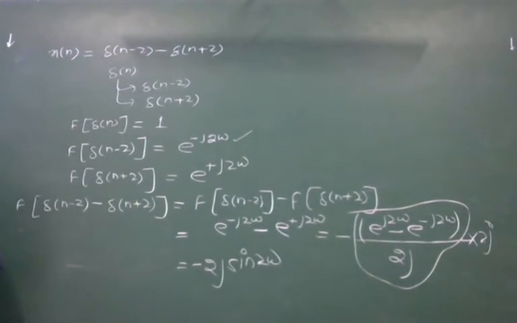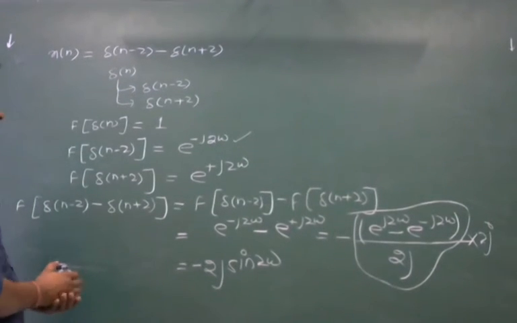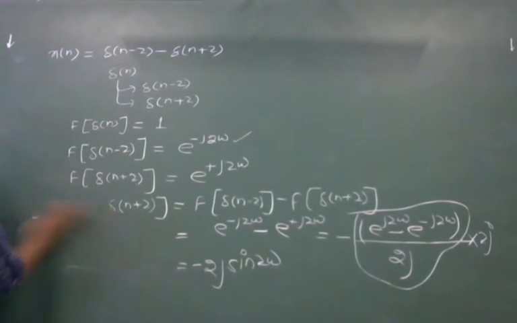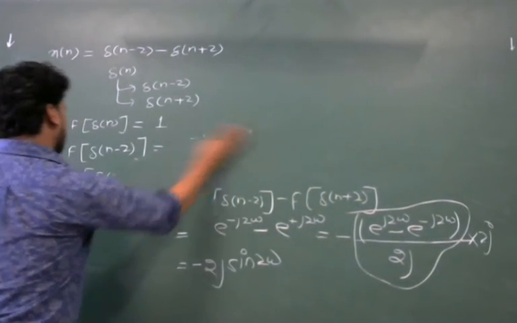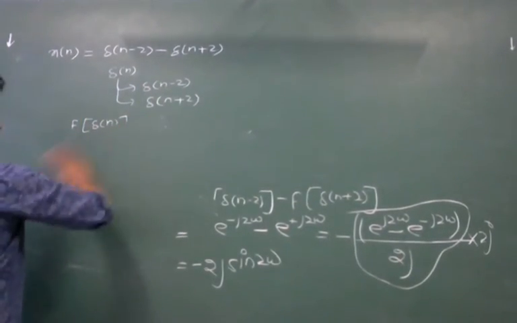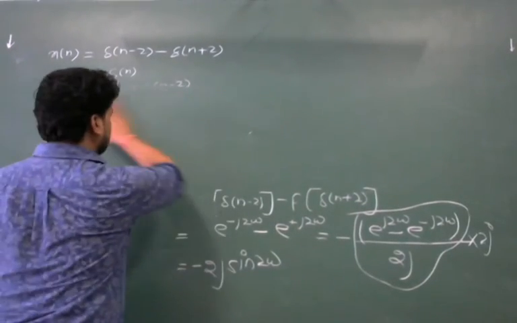This is another example of how we can apply the time shifting property in the discrete time Fourier transform to get the Fourier transform of a given signal. So these are some more examples related to discrete time Fourier transform.